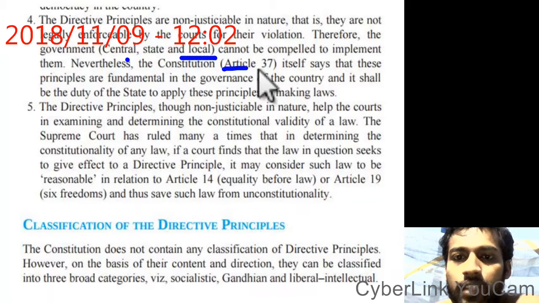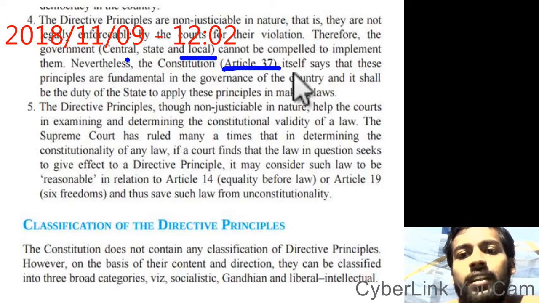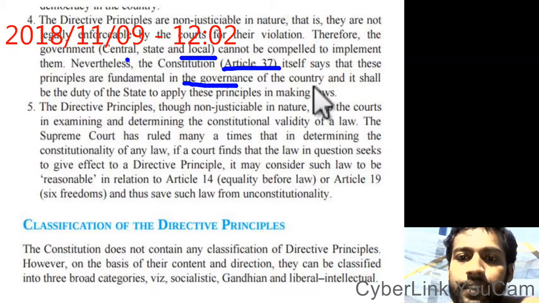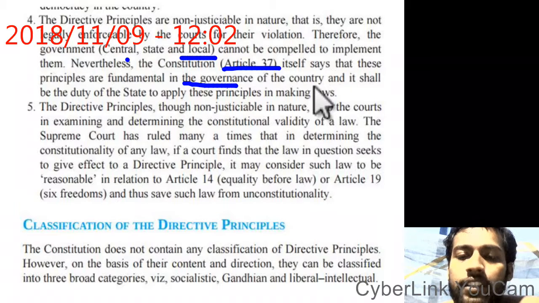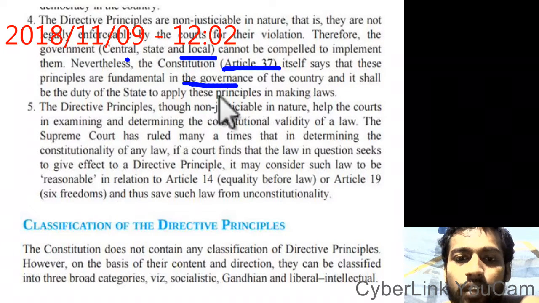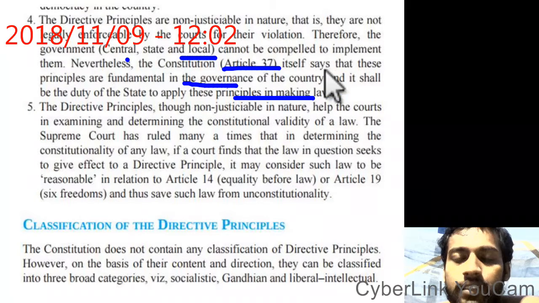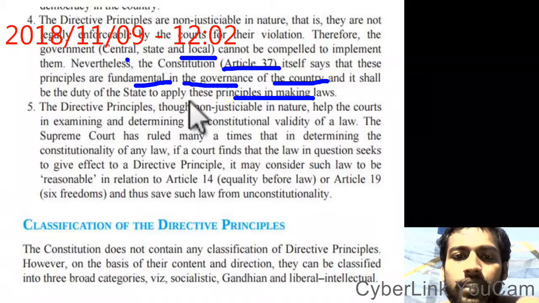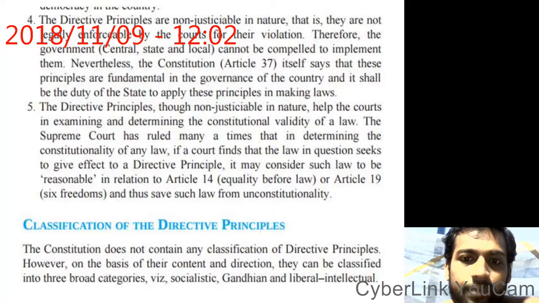Nevertheless, Article 37 itself says that these principles are fundamental in the governance of the country, and it shall be the duty of the state to apply these principles in making laws.